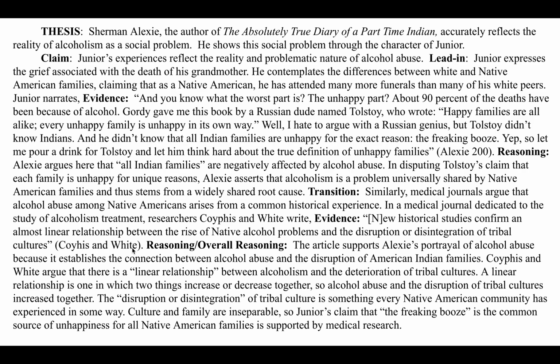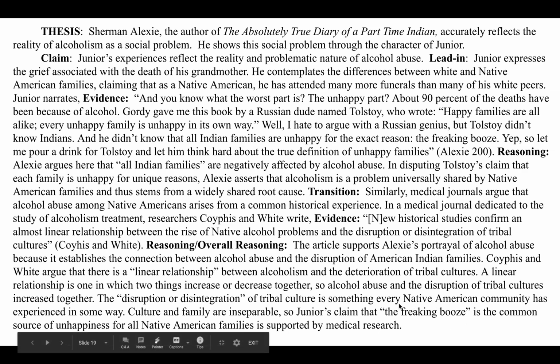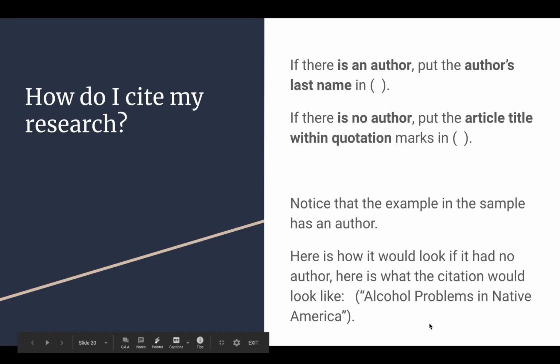We want to know where you're getting this from, just like where you got the quote from your book. And notice in the overall reasoning, not only are they picking words from this quote, linear relationship is something that comes in this research evidence, but they're also using the freaking booze, which is coming from the Part-Time Indian evidence.